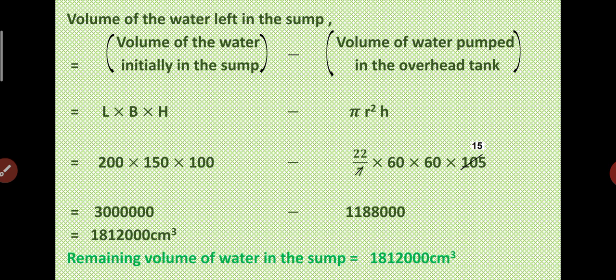Are you able to understand the sum, children? Volume of the water left in the sump we want to find out. First we want to find out the volume of the water initially in the sump. Then some water was pumped into the overhead tank, that is the cylindrical tank. So how much water was pumped? That volume we want to subtract. So if you subtract, you will get the volume of the remaining water in the sump.